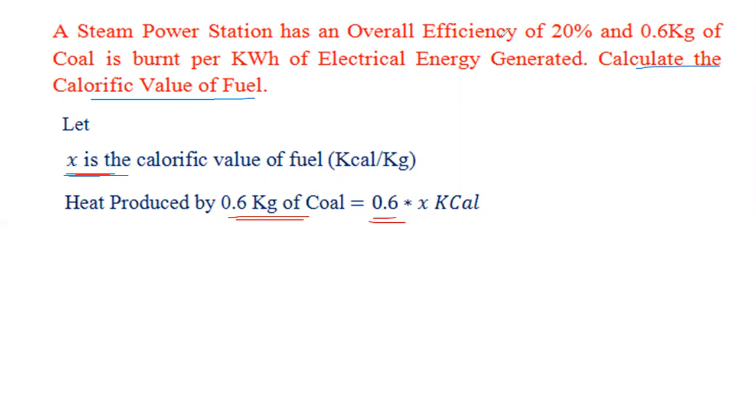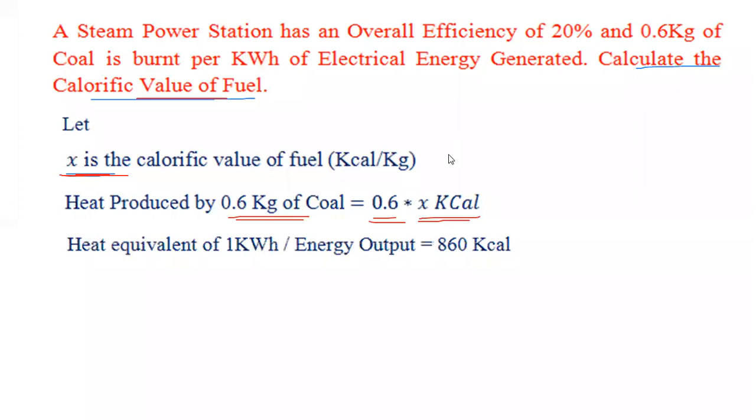In the problem, the calorific value is not given. We want to find out the calorific value, so we assume it as x. As per our use, we can take y or m or a or b, and so on. Here I have taken x as the calorific value. Already we know that the heat equivalent of 1 kilowatt hour of energy output is a constant value, that is 860 kilocalorie.